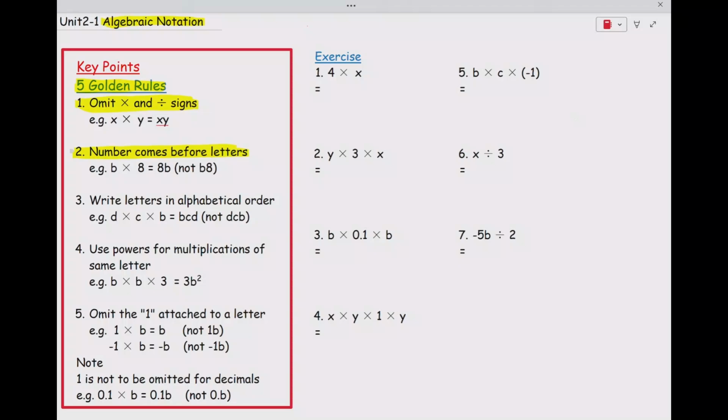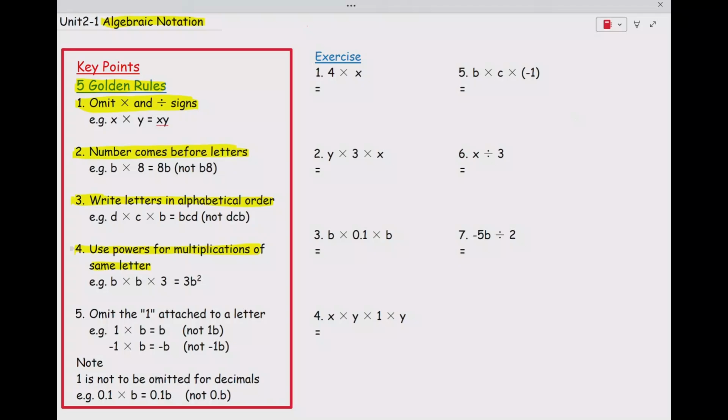Rule 3. Letters should be written in alphabetical order. For example, D times C times B should be written in alphabetical order as BCD, not DCB. Rule 4. Multiplications of the same letter are expressed as a power of letters, or indices. For example, b times 3 equals 3b squared.